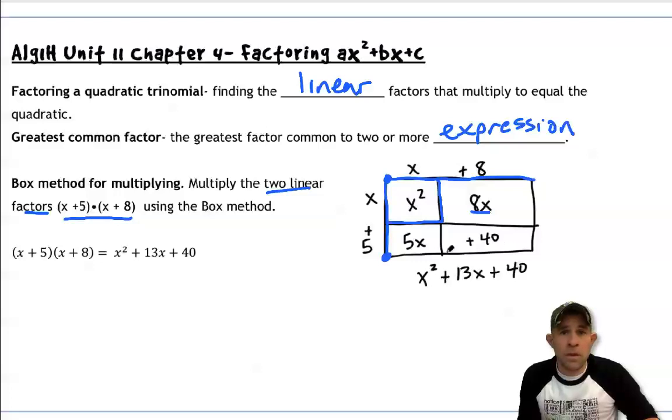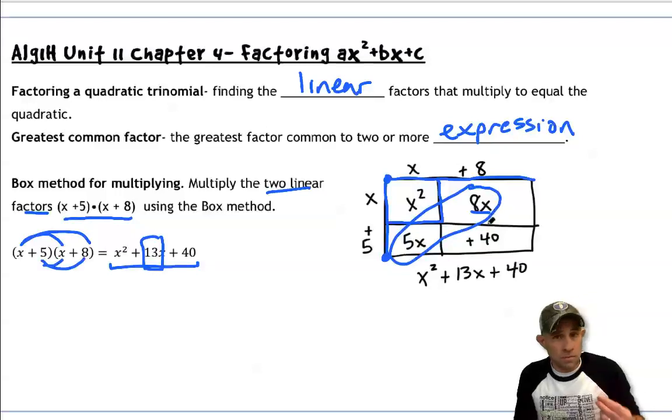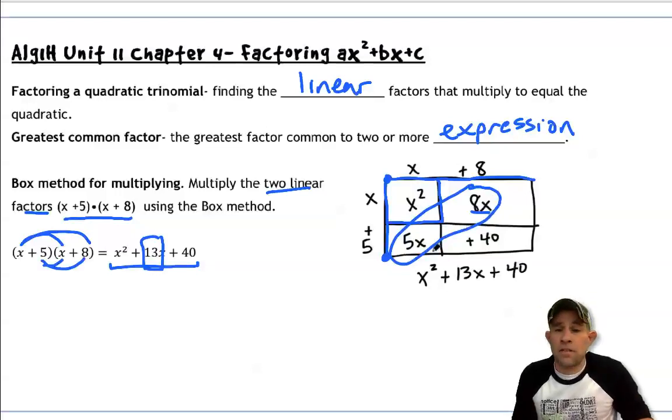was 40, which is the same as if we were to just multiply these two linear factors together using distribution. X times x gives us x squared, x times 8 is 8x. Likewise, 5x and 40 would all combine to give us x squared plus 13x plus 40. Now one thing to keep in mind here is this middle b term comes from combining these two terms that are like terms, the 8x and the 5x.